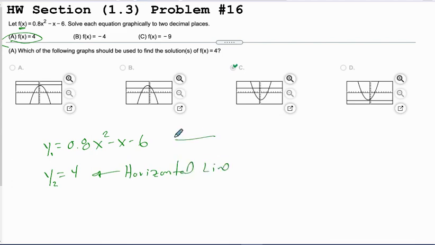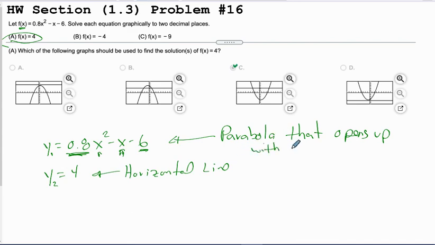And this is a parabola. Because the front number is positive, it opens up. And if I plugged 0 into all of my x's, it would cross the y-axis at minus 6. So it's a parabola that opens up with a y-intercept equal to negative 6.